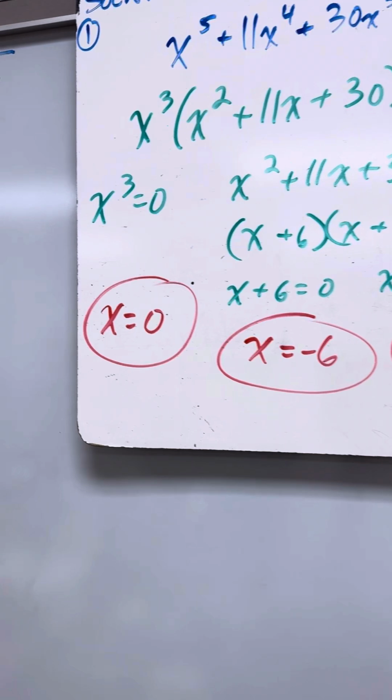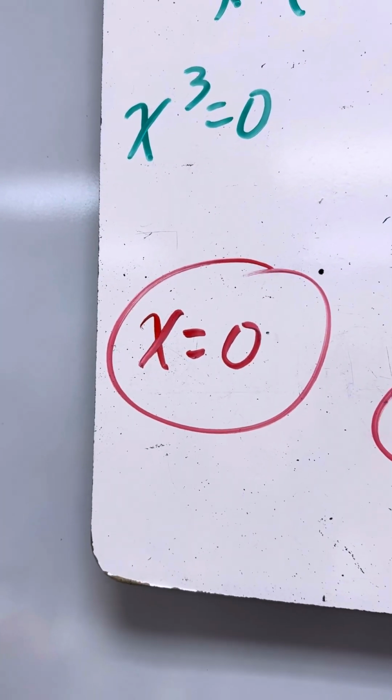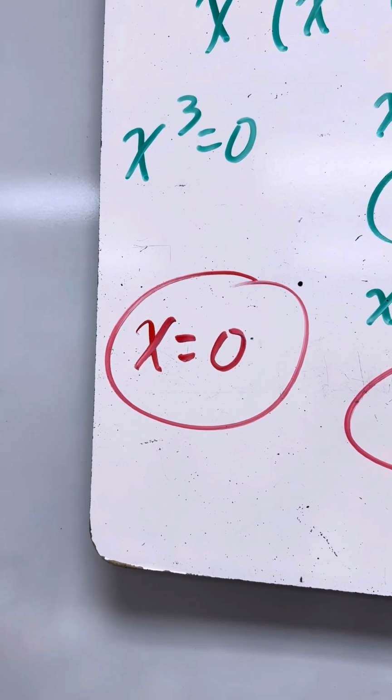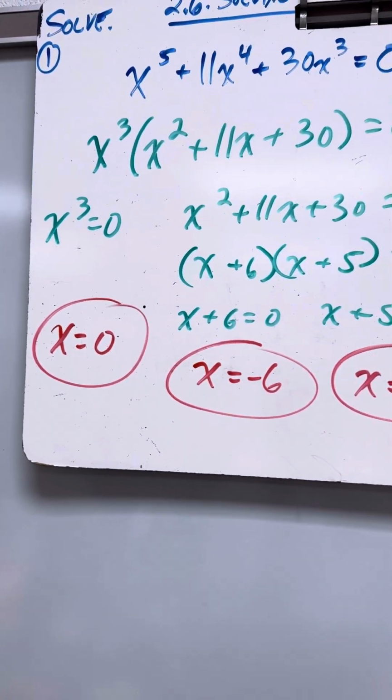Technically, there's 5 answers because there's 3 zeros here. X equals 0 3 times. But we only need to write it once. Okay?